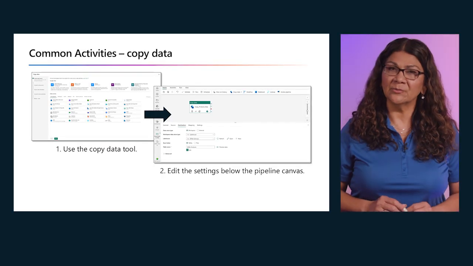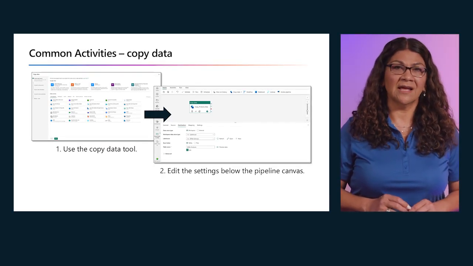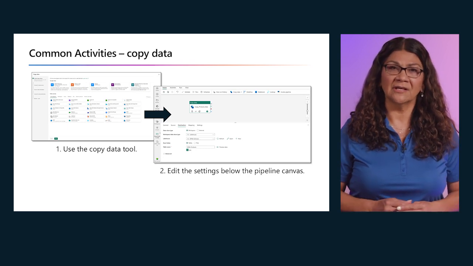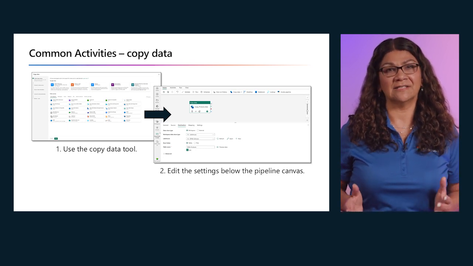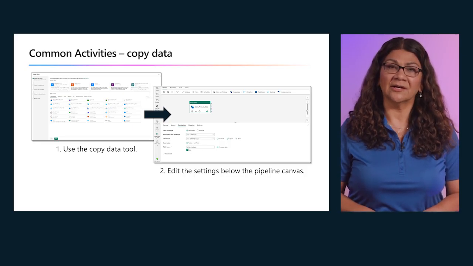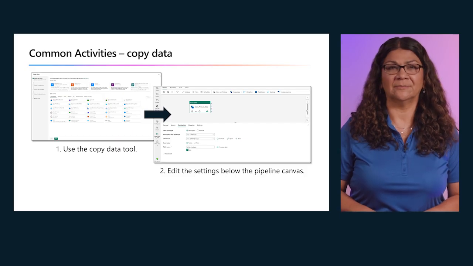Using the Copy Data Wizard, you can choose and then connect to your data source, and then you can also choose and connect to your data destination to create the copy data activity. You can also edit its settings here below the pipeline canvas for more specific detail.